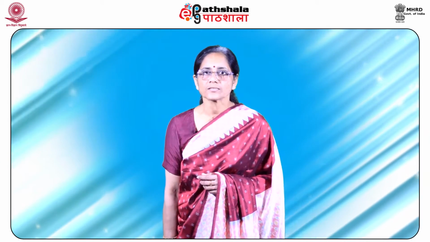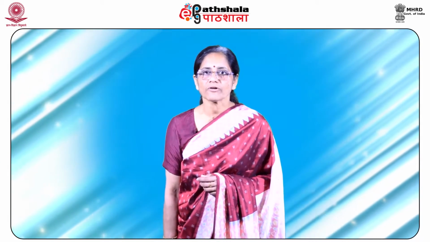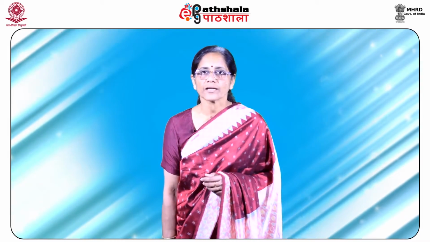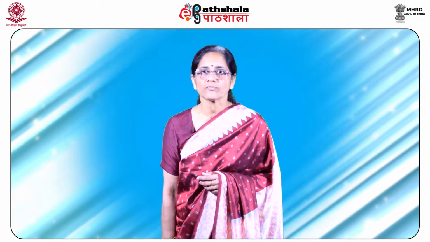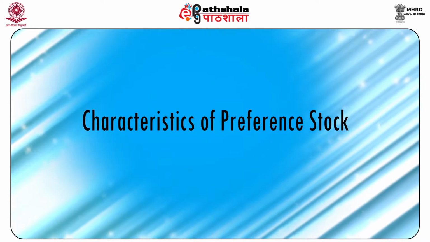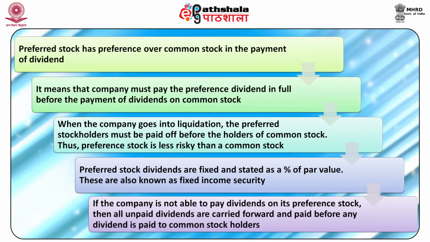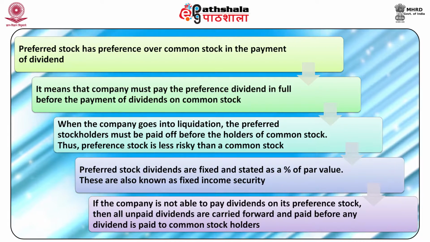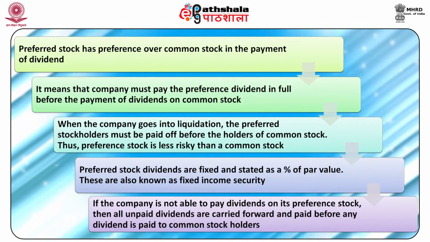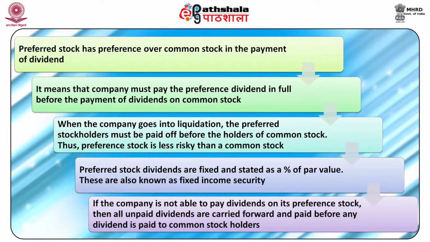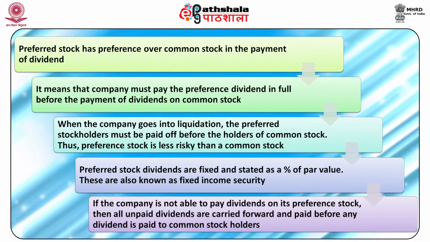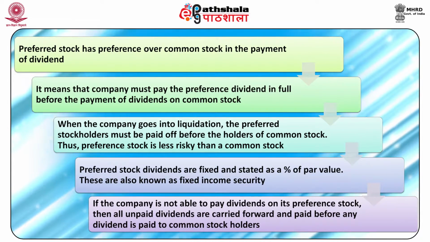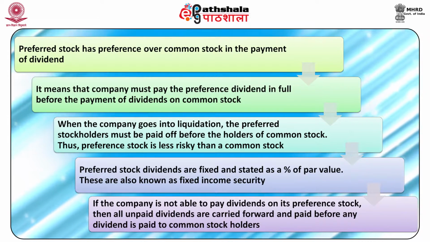It has the following rights. First, a preferential right to receive a fixed rate of dividend for the entire duration of the company. Secondly, a preferential right to be repaid capital in case of liquidation of the company. Then we have features of preferred stock. The very first is that preferred stock has preference over common stock in the payment of dividend. It means the company must pay the preference dividend in full before the payment of dividend on common stock. When the company goes into liquidation, the preferred stockholders get paid first as compared to common stockholders. Thus, preferred stock is less risky than common stock.